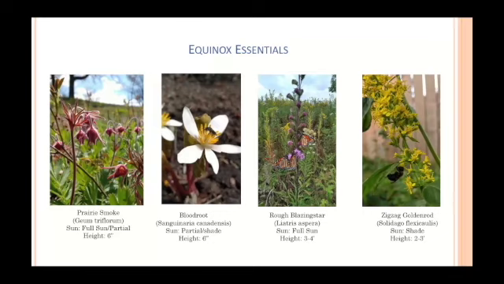And then zigzag goldenrod. Most of our goldenrod species are a little too aggressive for a smaller area, and so I try to use the shadier ones. So zigzag goldenrod or elm leaf goldenrod are two really good ones that stay relatively short, 2 to 3 feet tall, and do well in shady areas. So where you don't typically think of a goldenrod doing well, these guys will do just fine in those areas.